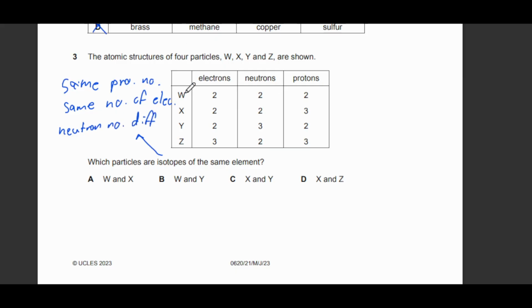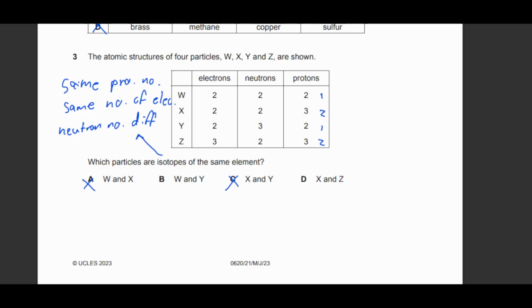Okay, so when we look at the diagram here, let's take a look at the protons first, right? So the first criteria, we need to have the same proton number. So which of these two have the same proton number? So W and Y is one pair, because they both have two protons, and X and Z is another pair. Okay, so therefore, you know X and Y is wrong. W and X is wrong. And yeah, so it's either B or D, correct?